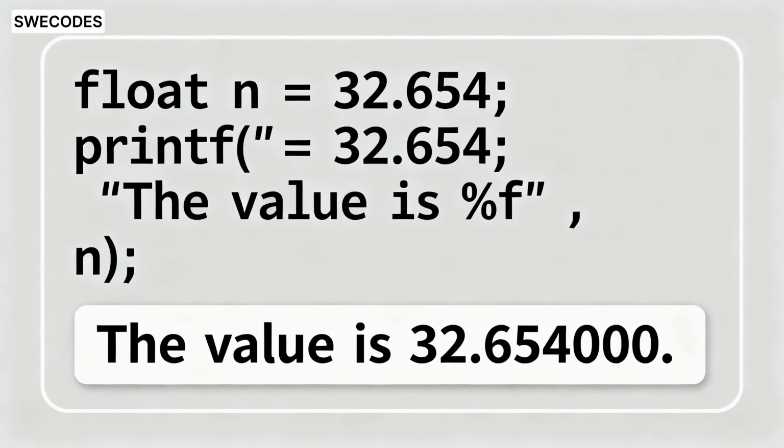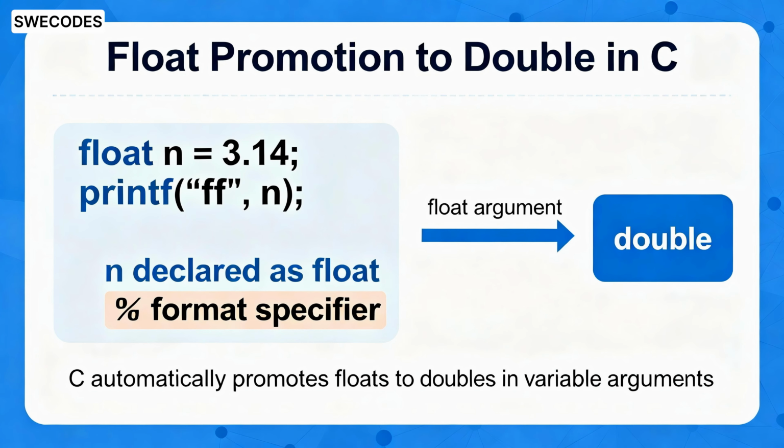Now, what if we use a decimal value? float n = 32.654; printf("The value is %f\n"). The result: the value is 32.654000. Notice something? Even though we declared n as a float, %f still works perfectly. Why? Because when we pass arguments to printf, C automatically promotes floats to doubles. This means every time you print a float, you're actually dealing with a double under the hood. That's not an accident. It's by design, and it's called default argument promotion.